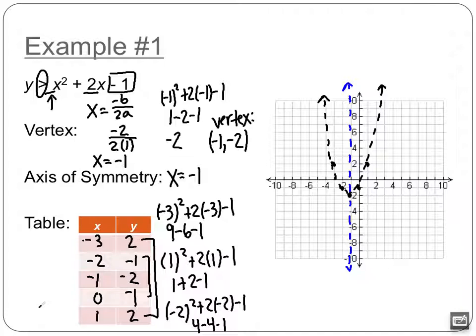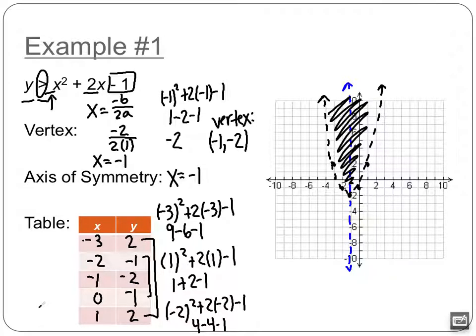And last thing to do, because this is an inequality, we need to decide which way to shade. There are 2 ways to decide. The first way is look at the inequality. Y is greater than. Greater means above, so we want to shade above the parabola. So that would be in here.